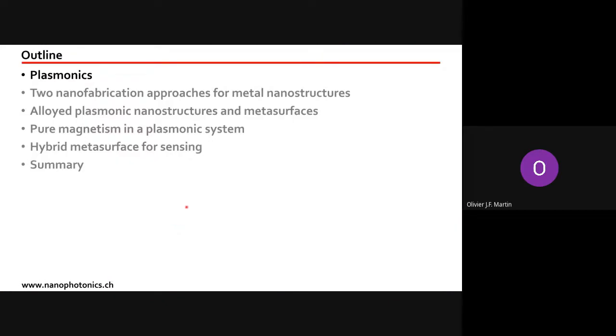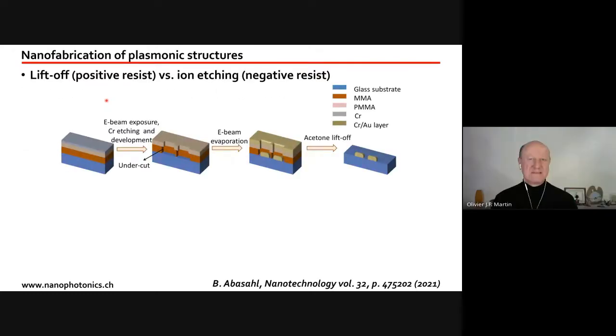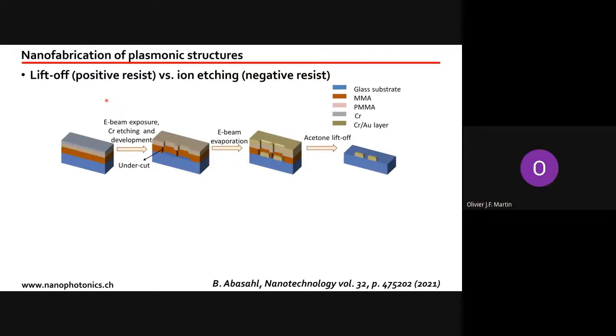But for the time being, after this very brief introduction to plasmonics, let me move into technology. I think it's a field where technology is really very important. So let me move to the nanofabrication of plasmonic nanostructures. And there are basically two ways of fabricating nanostructures. One which is quite popular, which is shown here, relies on having a positive resist.